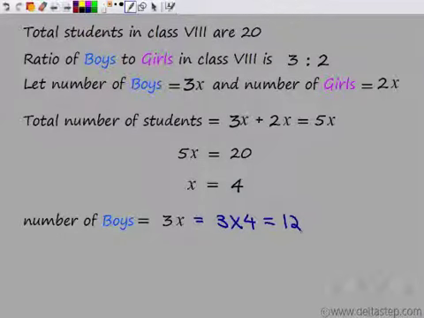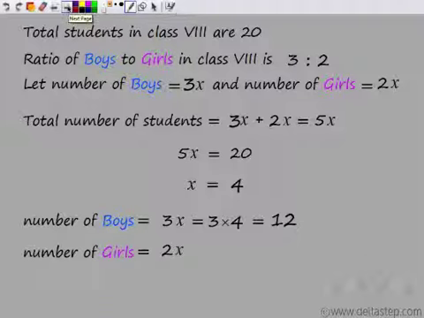Number of girls in the class are 2x. And I already know x. So number of girls is 2x, which is 2 times 4, because x is 4, which gives me 8. So this is how I found number of boys and number of girls.